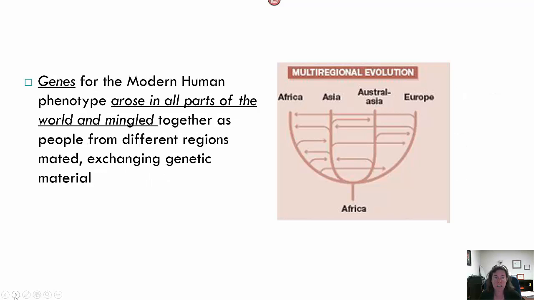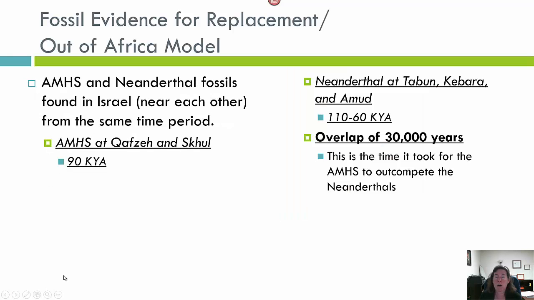So, most importantly, the genes for modern human phenotype arose in all parts of the world and mingled together as people from different regions mated, exchanging genetic material. Okay, so what kind of evidence do we have for this? Well, let's start out looking at the fossil evidence, and then we'll look at the genetic evidence.